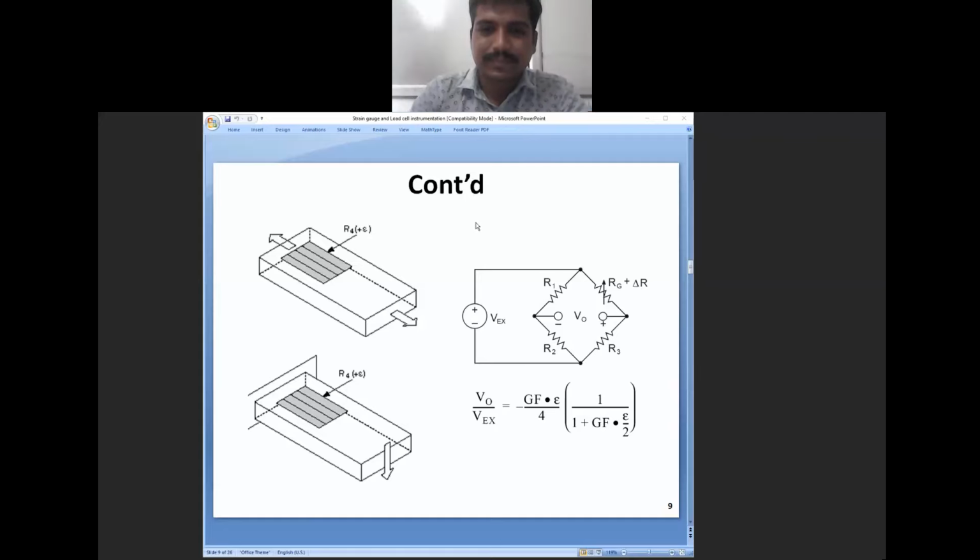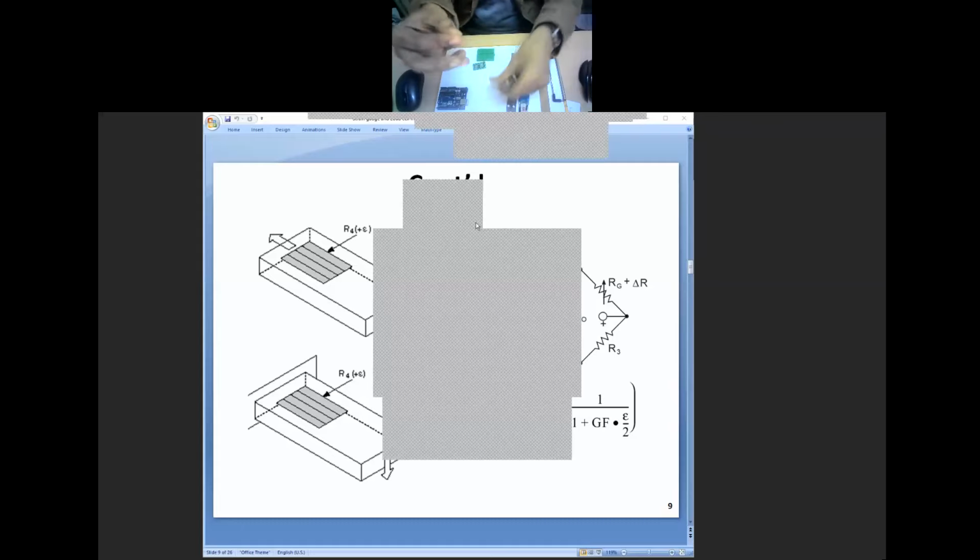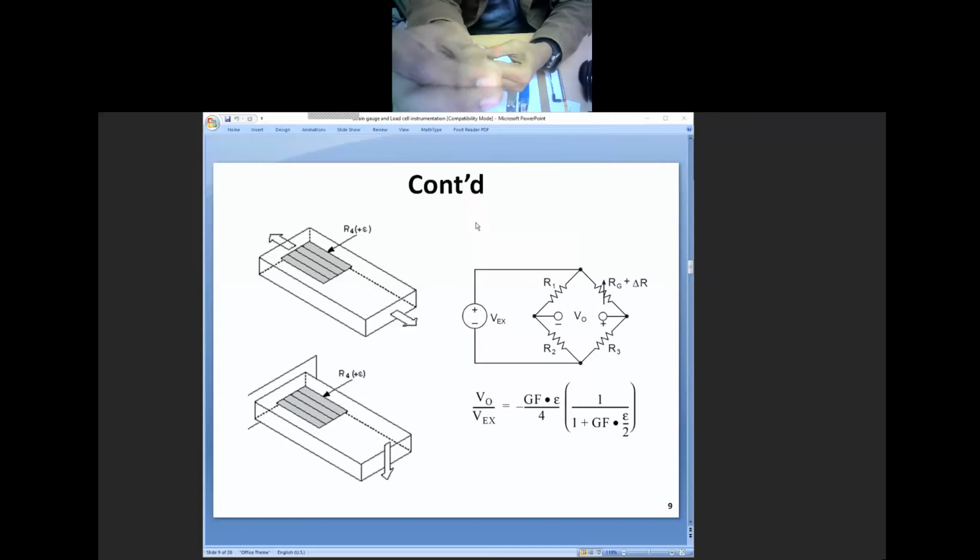Actually my window is showing me just about 1.5 inch. So here with me I have a strain gauge. It is red colored, and let me take it out from here. Here you see in my hand, this is very thin, about less than 100 micron. This is one strain gauge.